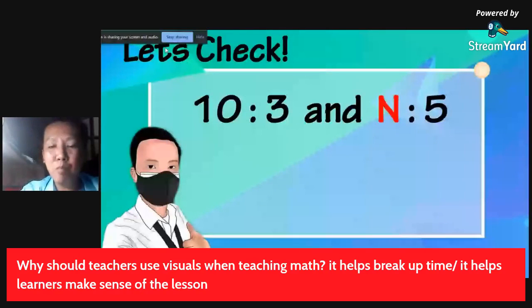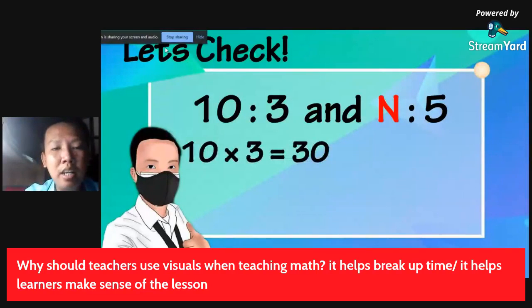With that problem, we notice that the two ratios that are formed are 10 is to 3 and n is to 5. So for you to be able to solve it quickly, just identify which of the two ratios has a complete value, meaning there is no missing term. Obviously, that is 10 is to 3. So we multiply 10 and 3. 10 times 3 will give us 30.